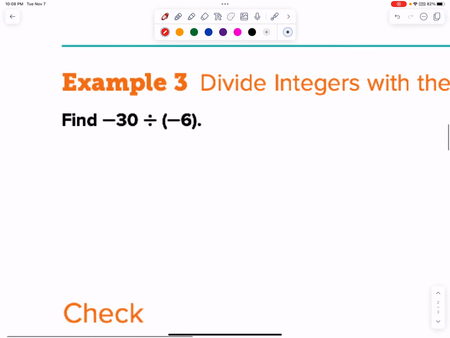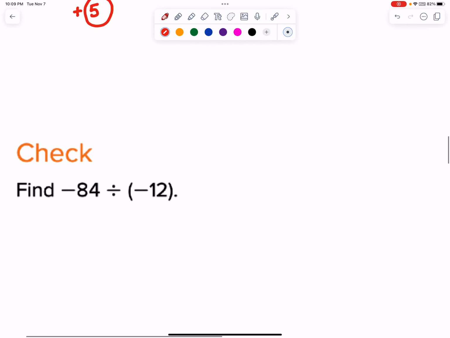So we have I hate to hate. If you hate to hate, you actually love. Okay, and so my answer is going to be positive. I'm just making a little note there. So negative 30 divided by negative 6, we can just think of it as 30 divided by 6, and the answer is 5, because we're wondering what times 6 equals 30. I'm just going to circle my 5. Okay, let's go ahead and check.